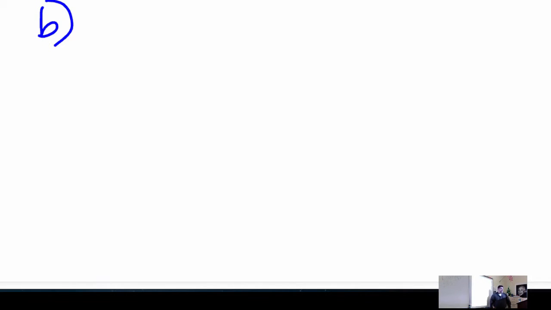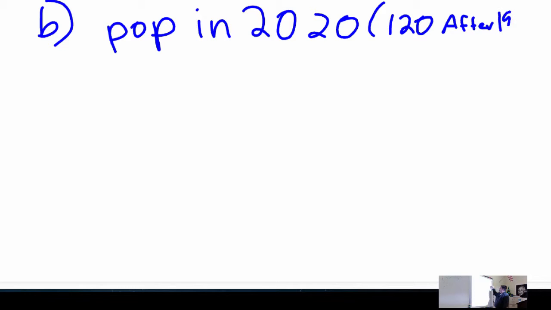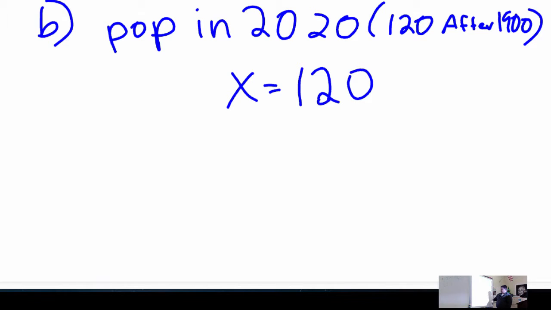All right. So for part B, we needed to predict what the population is in 2020. Now, how many years is that after 1900? It's 120 after 1900, right? So what x value are we looking for? 120. Is that right? Yeah.